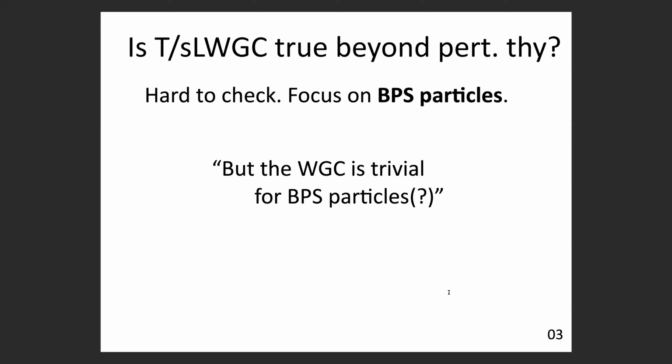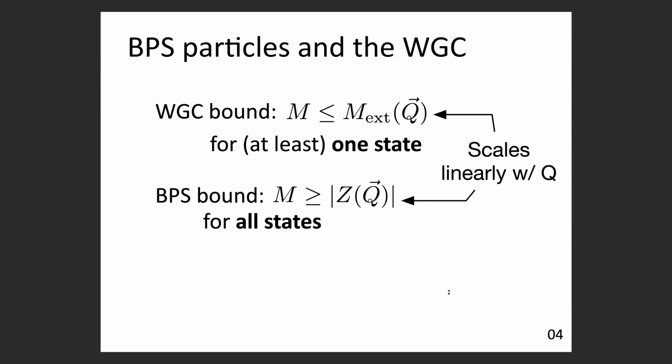All right, so now many of you might object because it's commonly said that the weak gravity conjecture is trivial for BPS particles. Well, first of all, let me say that this is just not true. So let me explain why, and then we'll come back to the sublattice versions. Okay, so what is the weak gravity bound in comparison to the BPS bound? The weak gravity bound says that there should be some particle, at least one, with mass less than or equal to the mass of an extremal black hole with the same charge.